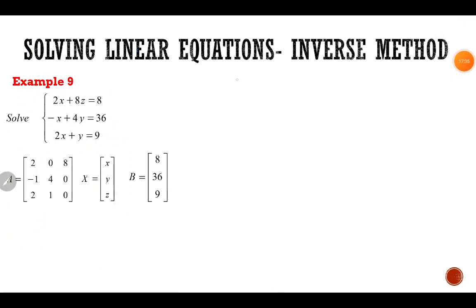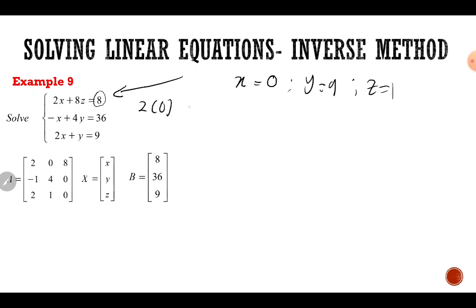Okay, kalau you nak check jawapan you boleh try cuba masukkan X sama dengan kosong, Y sama dengan 9, Z sama dengan 1 ke dalam equation yang ni tadi. Dia boleh samakan tak dengan 8? Cuba kita masukkan. 2 darab dengan X is kosong tambah 8, Z is 1. So on your right, yes, is equals to 8.